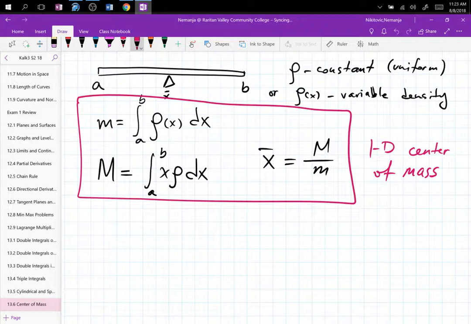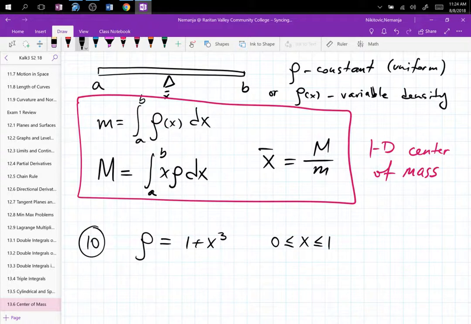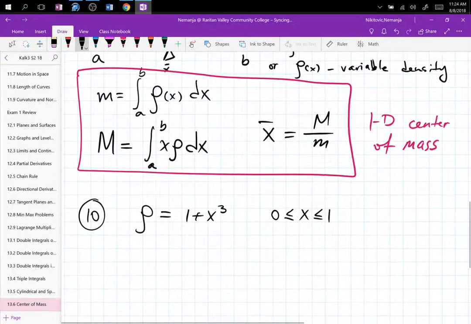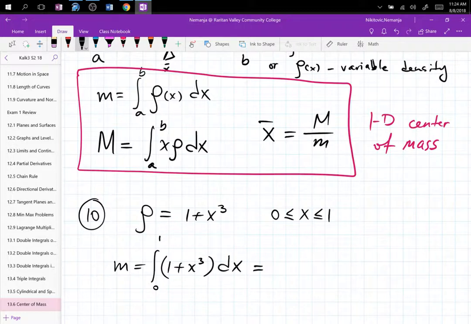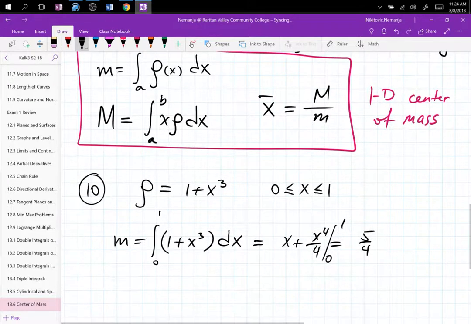Let's go with whatever, number 10, doesn't matter. So we do the quick example. So 10, rho density is given as 1 plus x cubed, so variable density, and we have 0 to 1. So this is 1 meter, 1 foot, 1 inch, whatever length of the object, and we have density given for it. So now what I'm going to do is first find the mass integral, so that's going to be the integral from 0 to 1 of 1 plus x cubed dx. That is x plus x to the 4 over 4, computed from 0 to 1, which is 5 quarters. So we have 5 quarters for the mass.